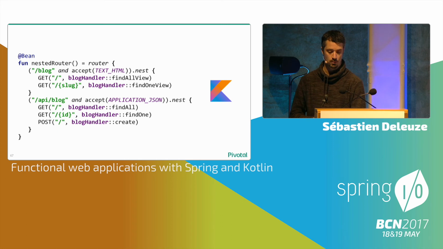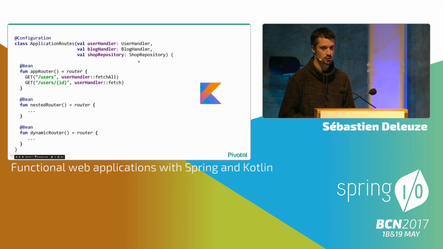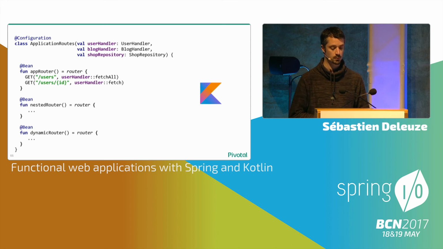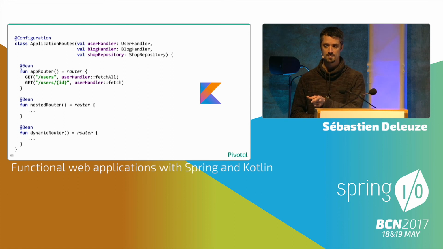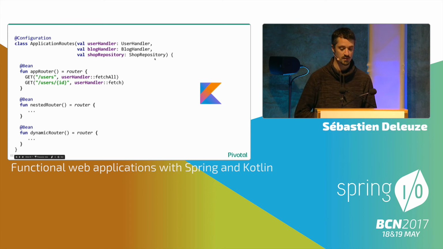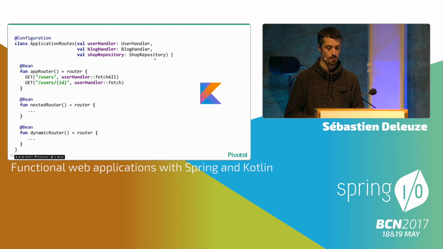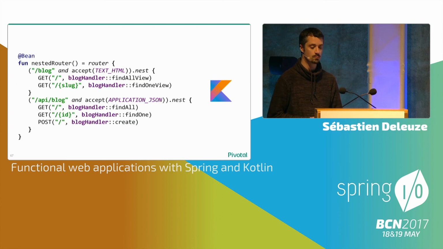With the functional one, you can basically do what you want in terms of granularity. You can see this simple app router which maps the GET HTTP method on /users and will call fetchAll. fetchAll is just a method which takes a server request as input and will return a Mono of server response. And you can also use this kind of syntax with a request param. So now let's see an even more complex example.